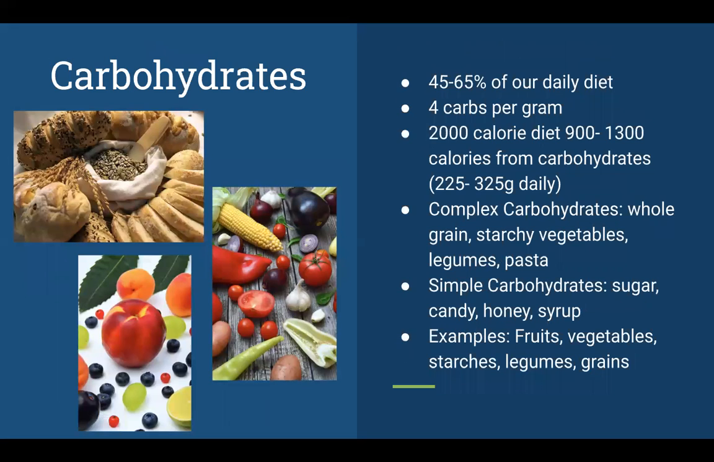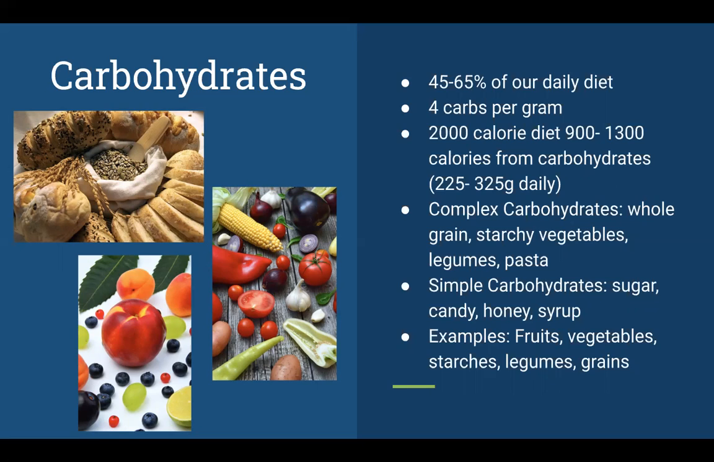And now our third and final macronutrient is carbohydrates. 45 to 65% of our daily diet should be from carbohydrates, at 4 calories per gram. Based on our 2,000 calorie diet, that is 900 to 1,300 calories from carbohydrates. This equals about 225 to 325 grams daily.